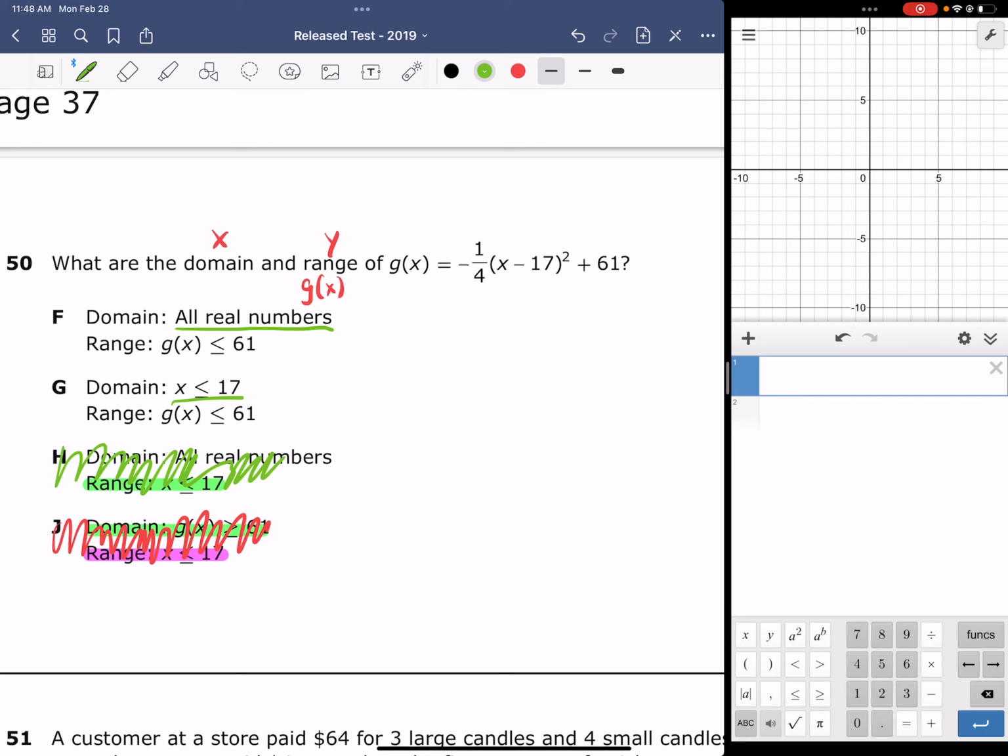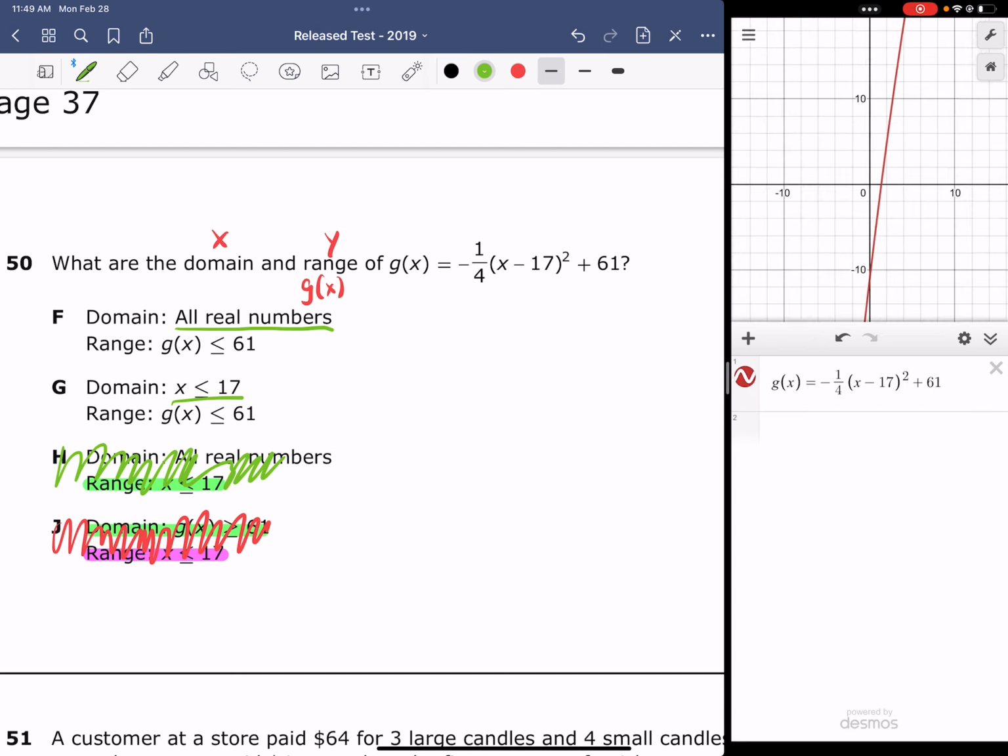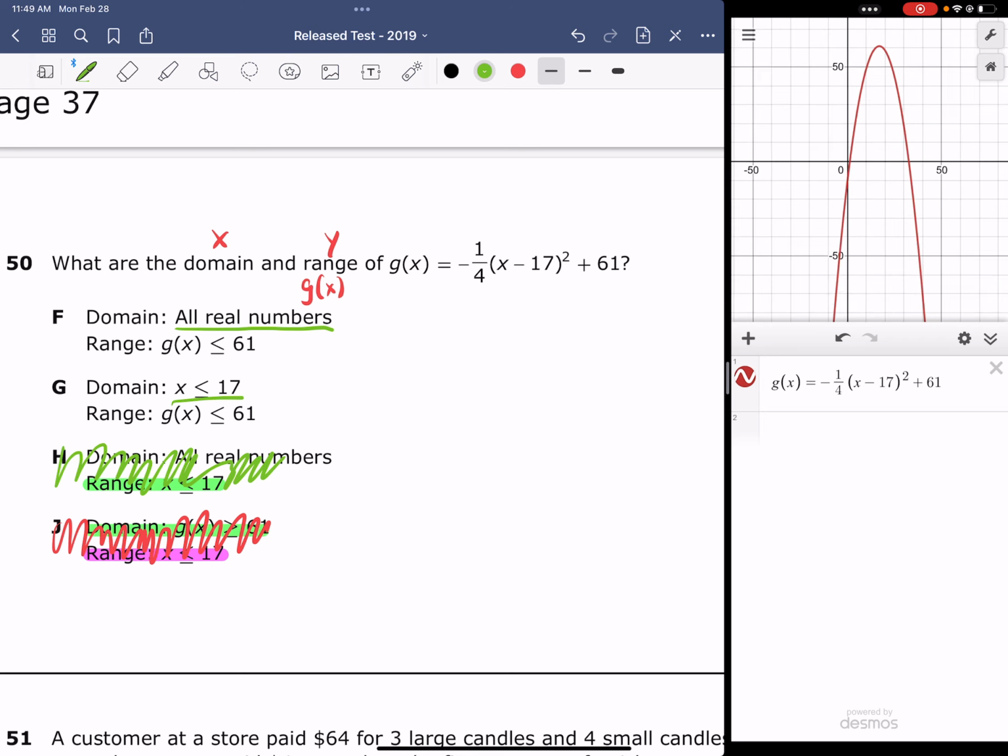If you want to type the function into Desmos, you can certainly do that in order to be able to look at the picture. One thing that Desmos is not going to be able to show you necessarily is that this function has arrows at the end of it. And that means that it extends all the way down, but it also extends all the way to the left and to the right on the x-axis. Therefore, the domain of this quadratic function is all real numbers, and that means that the answer is letter F.